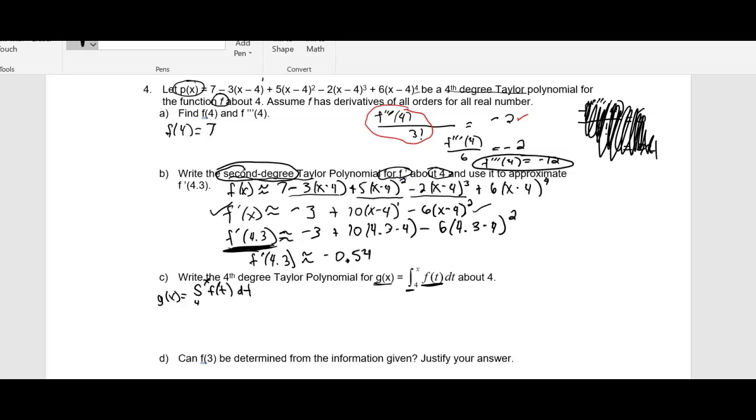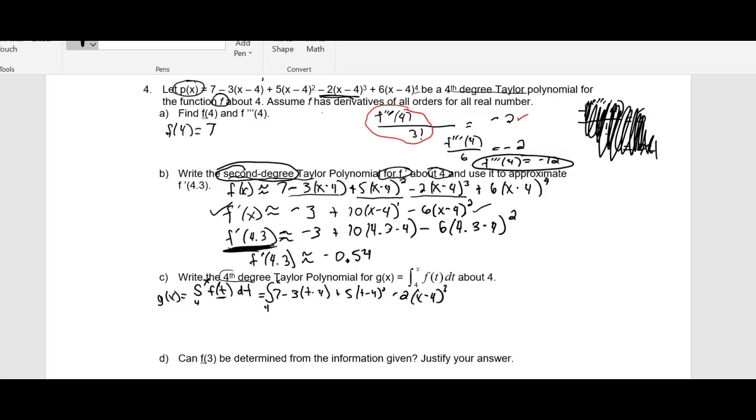So we're going to start this by writing the original function that you were given to work with. So 7 minus 3. First, let's throw an integral in front of this. We want this to be a function of t now, no longer a function of x. So instead of x minus 4, you're going to do t minus 4, plus 5 times t minus 4 squared. Clear some space here for my work. The next term would be this guy, minus 2 times t minus 4 cubed.